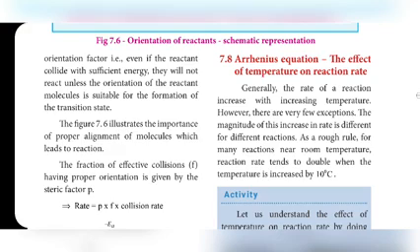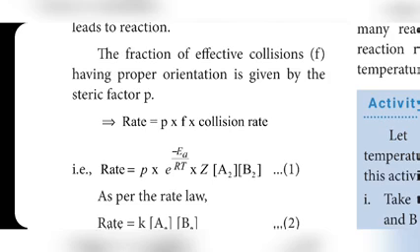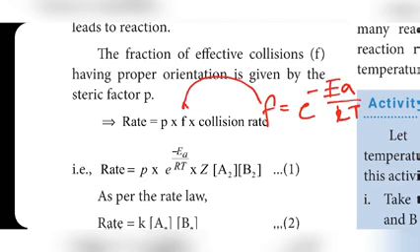If the intermediate state is formed, it will convert into product. So, illustrate the importance of proper alignment. That picture I explained already. The fraction of effective collisions having proper orientation is given by the steric factor. Already we learned one formula: F is equal to e power minus Ea by RT. That F is only used here.